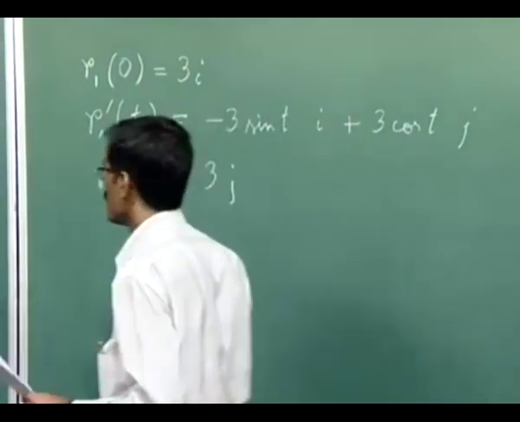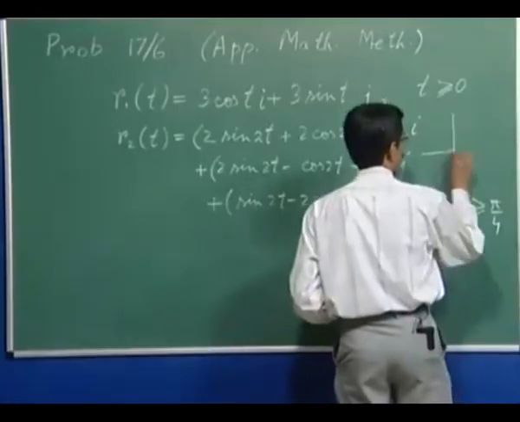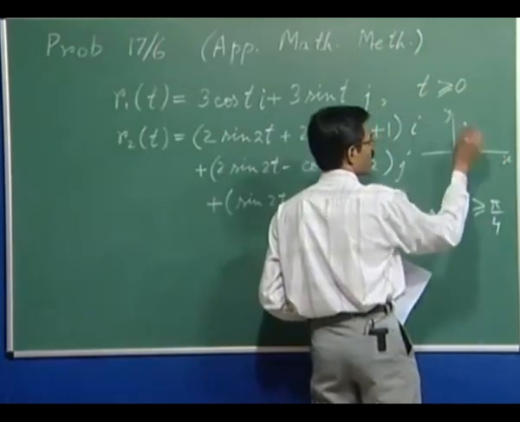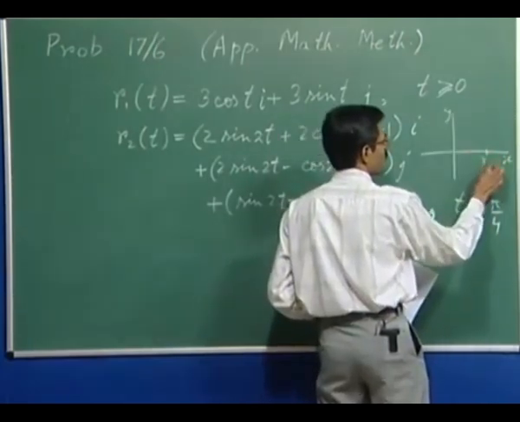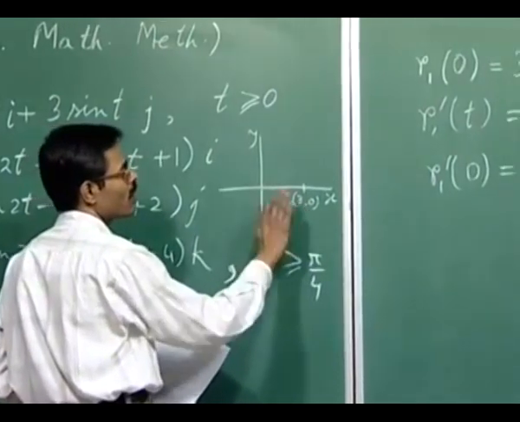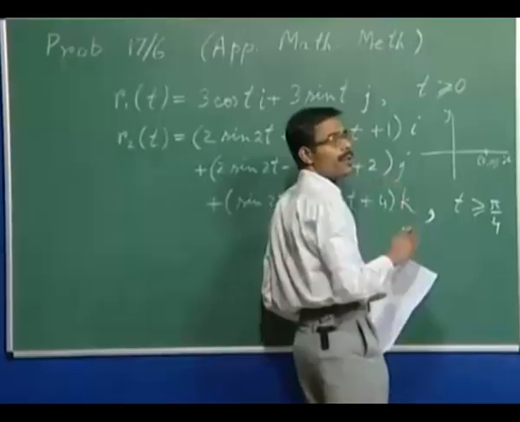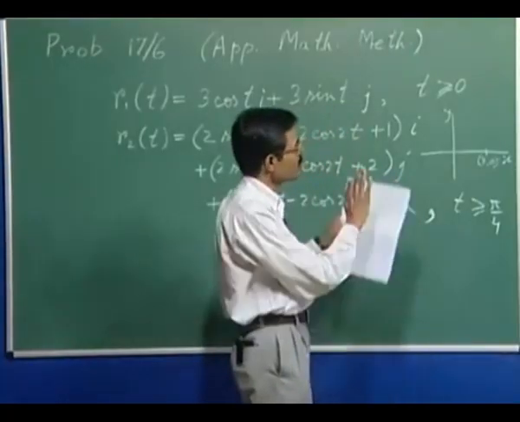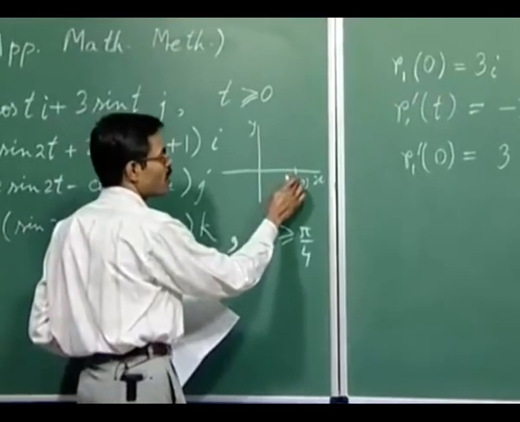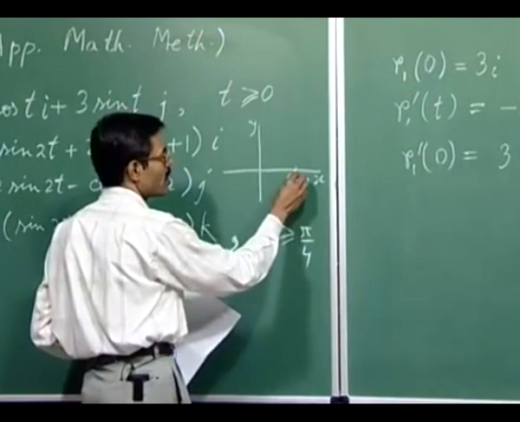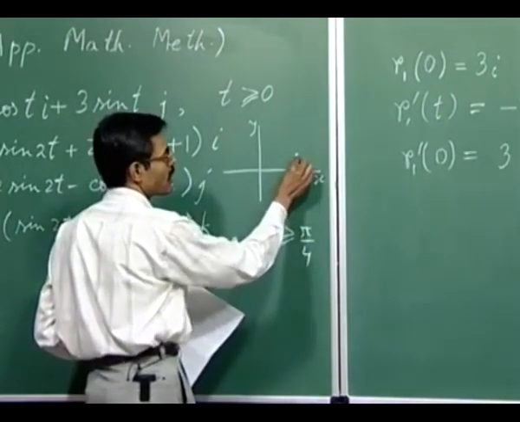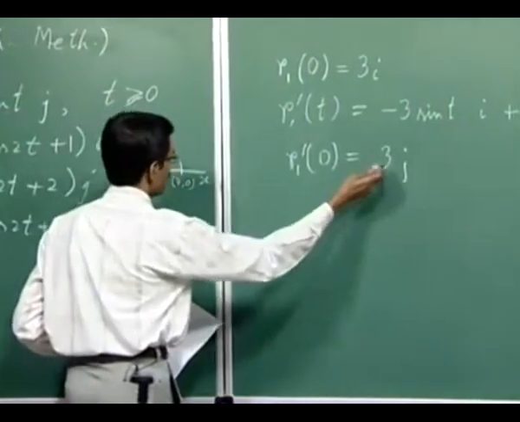That means that the curve starts at (3, 0, 0) actually in the 3D. So in xy plane, this curve is a planar curve in xy plane. So we are making the diagram only in the xy plane. So it starts from (3, 0), and since it is a circle, it must start like this, and that is why the tangent vector is found to be in the direction j.